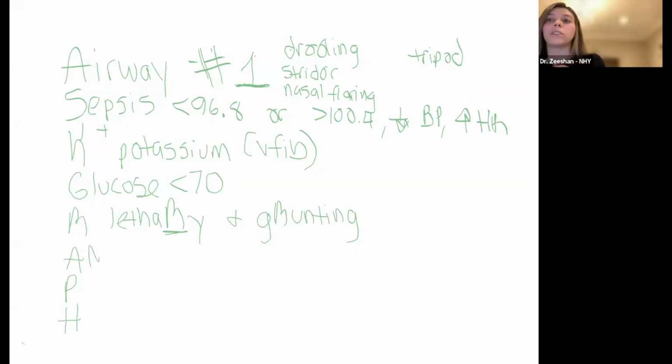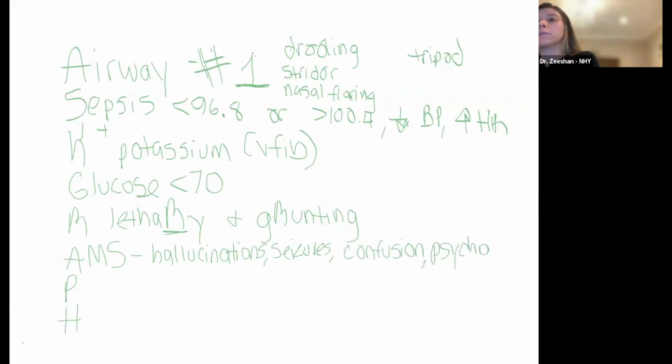Then we have A. A is for altered mental status, or AMS. This is going to be hallucinations, seizures, confusion, psychosis. How about delusions? Disorientation. These are all things that are screaming altered mental status to us.